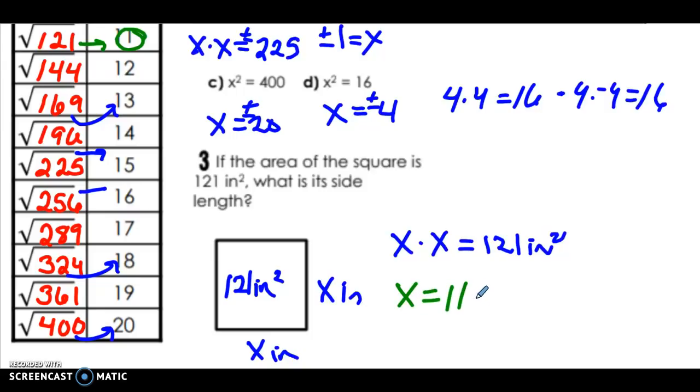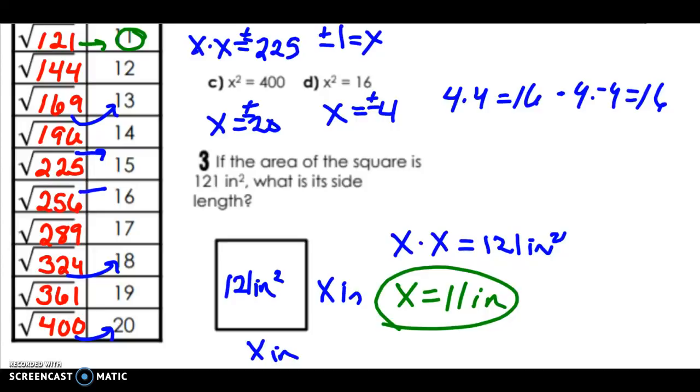Now think about it. Could x equal negative 11? Well, could you have a negative length? And no, that's not possible. So in this instance, because you're solving an actual problem, you have to ask yourself, would it be positive or negative? And in this case, it would just be positive because there's no such thing as a negative 11 inches.